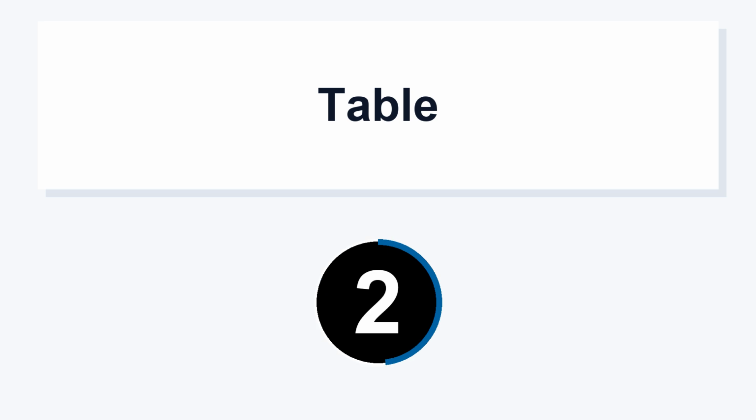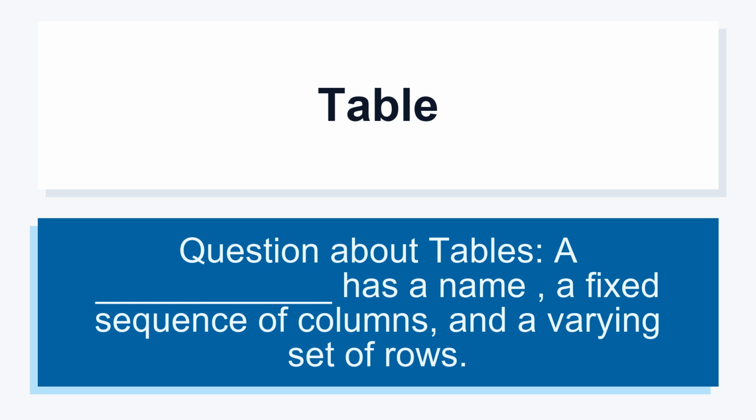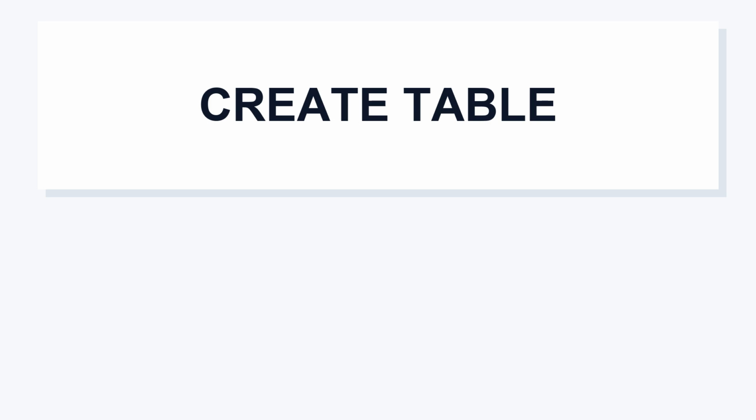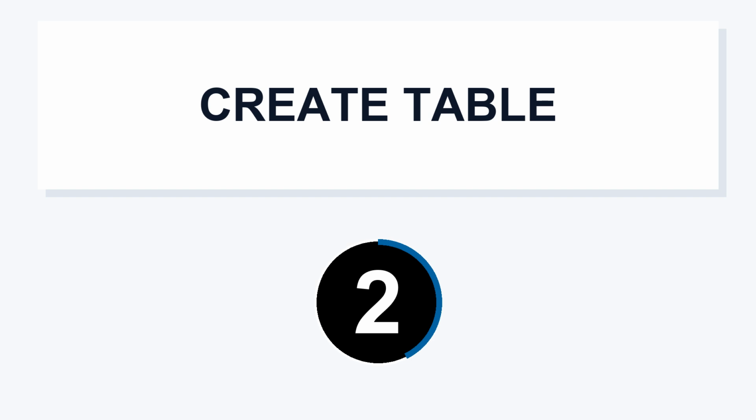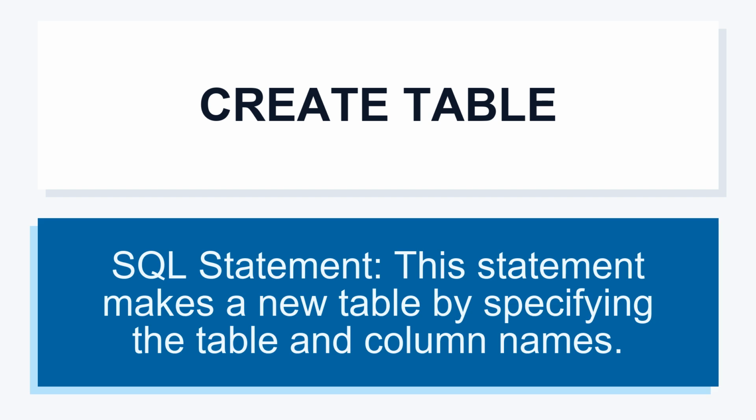Table. Question about tables: a blank has a name, a fixed sequence of columns, and a varying set of rows. Create table. SQL statement: this statement makes a new table by specifying the table and column names.